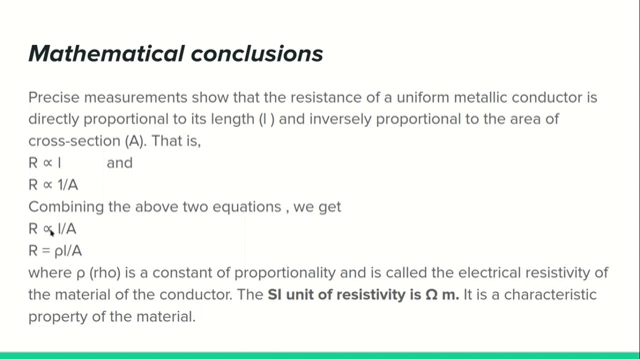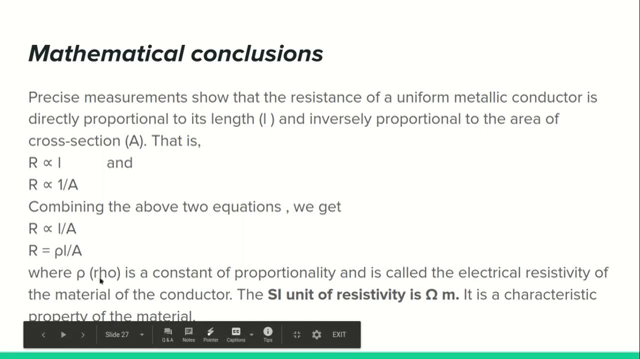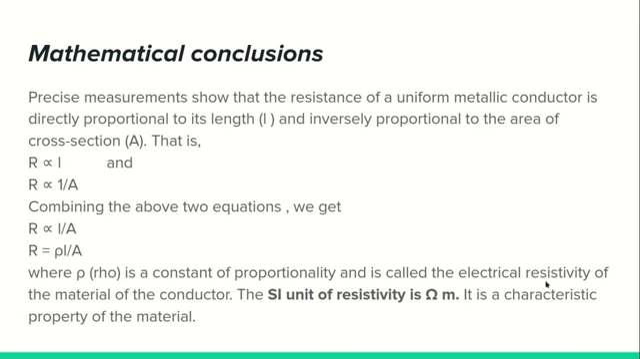Similarly, as we told in Ohm's law, if we want to remove this proportionality symbol, we need to introduce a constant. And here we are introducing a constant which is called rho, R-H-O, rho. It is the constant of proportionality and it is also called electrical resistivity. Its unit is ohm meter.